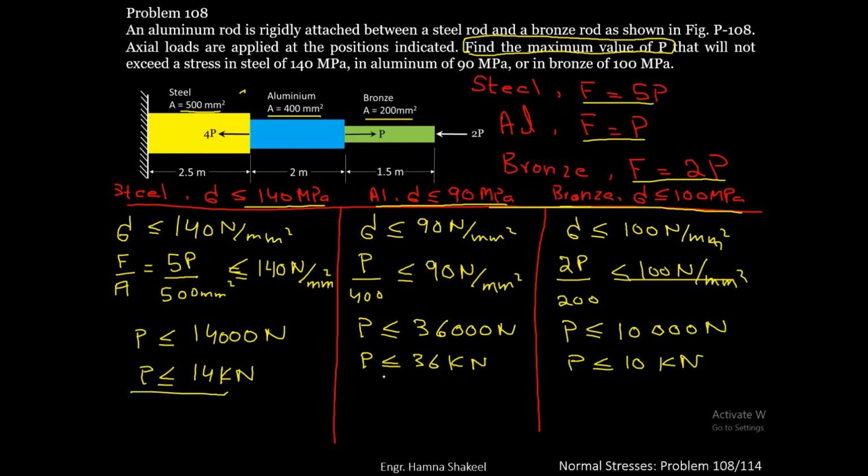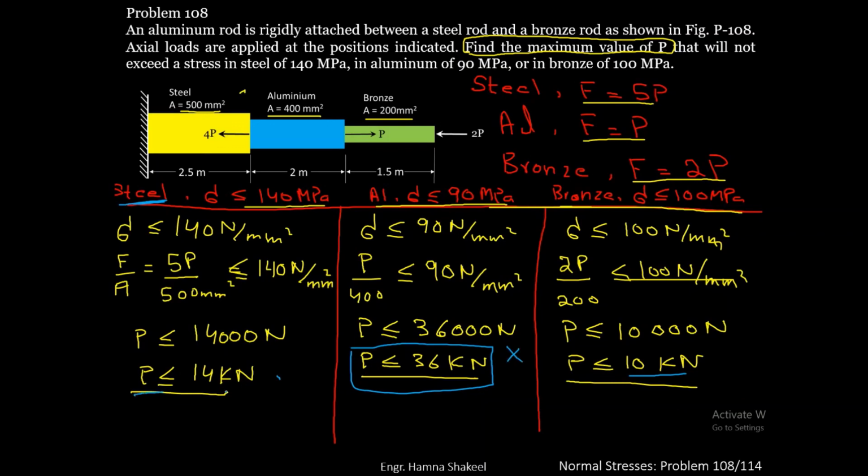So you have got three values of P, and you have to select one of them that works for all the sections of this composite rod. If you select P as 36 kilonewton, this is greater than 10 kilonewton, which is a limiting load for bronze, and it's also greater than 14 kilonewton, which is limiting force for steel. So if you select P equals 36 kilonewton, bronze and steel will fail. So you cannot select this one.